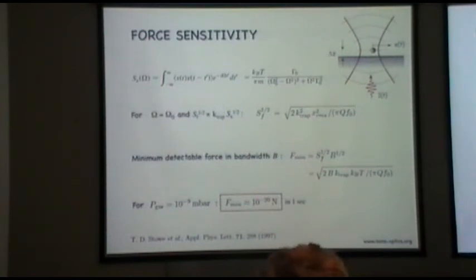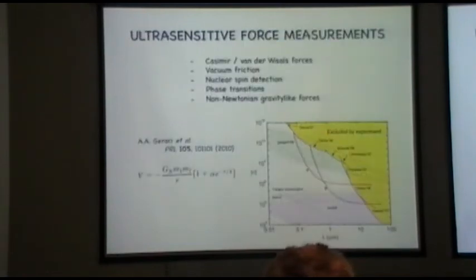Now that doesn't say much to most of you, but this is the gravitational attraction between you and the person in New York. That's the force, 10 to the minus 20 newtons. So it's a very tiny force, and our particle in this vacuum system has such a force sensitivity. There are a lot of experiments, like sensing short-range forces to interfaces, like the Casimir van der Waals force.